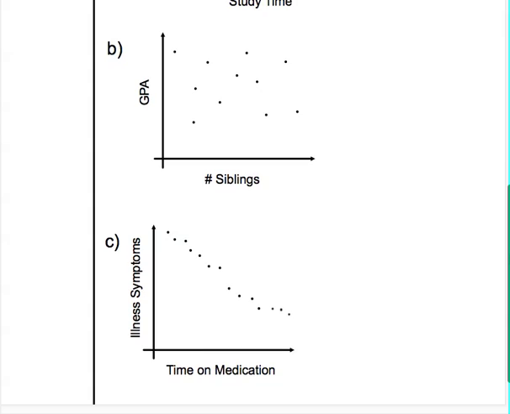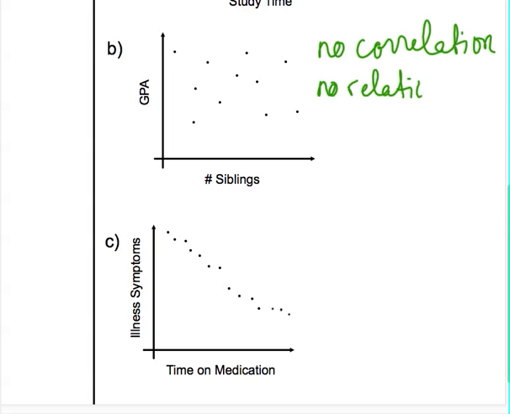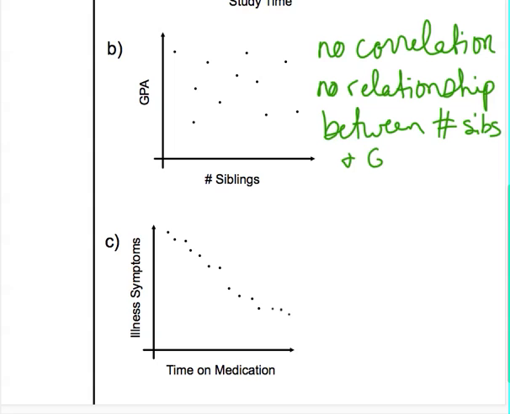All right, taking a look at our second example, we have number of siblings versus GPA. And we've got these data values all over the place because the number of siblings has no relationship to your GPA. So this is no correlation. And again, the interpretation is that there's no relationship between number of siblings and GPA.